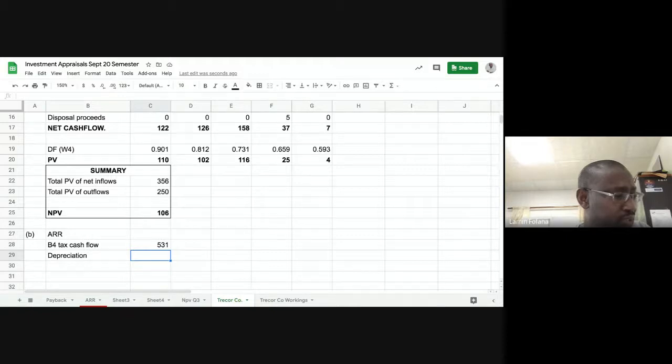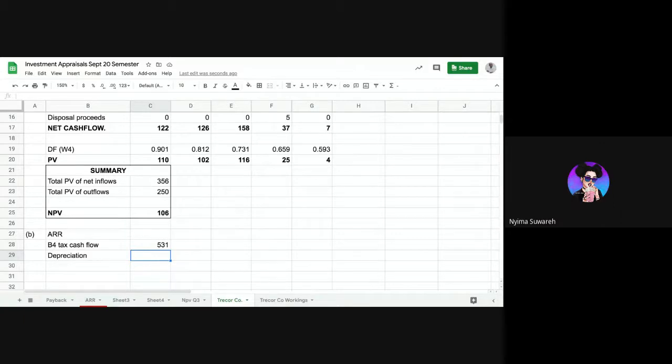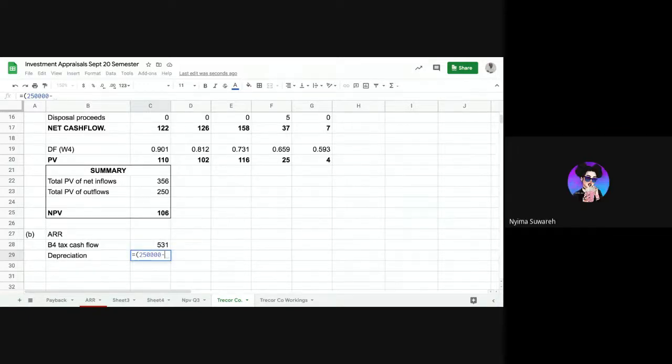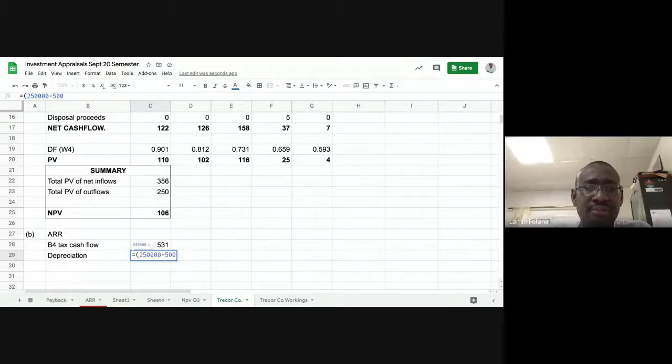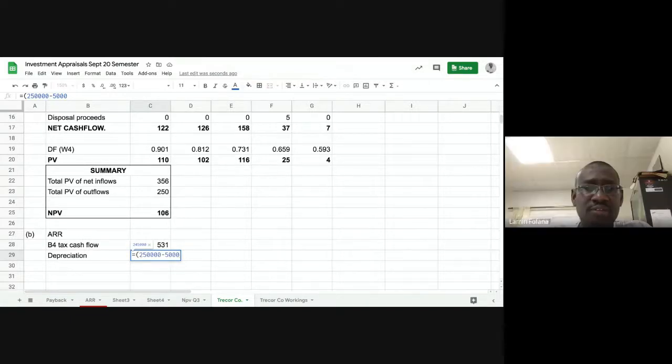What's our total depreciation? What's the cost of the asset? What's the scrap value? And what's the useful life? The cost of the asset is 250. Okay, so we say equals, bracket opens, 250,000. What's the scrap value? 5,000. Okay. So that will give us our total depreciation.